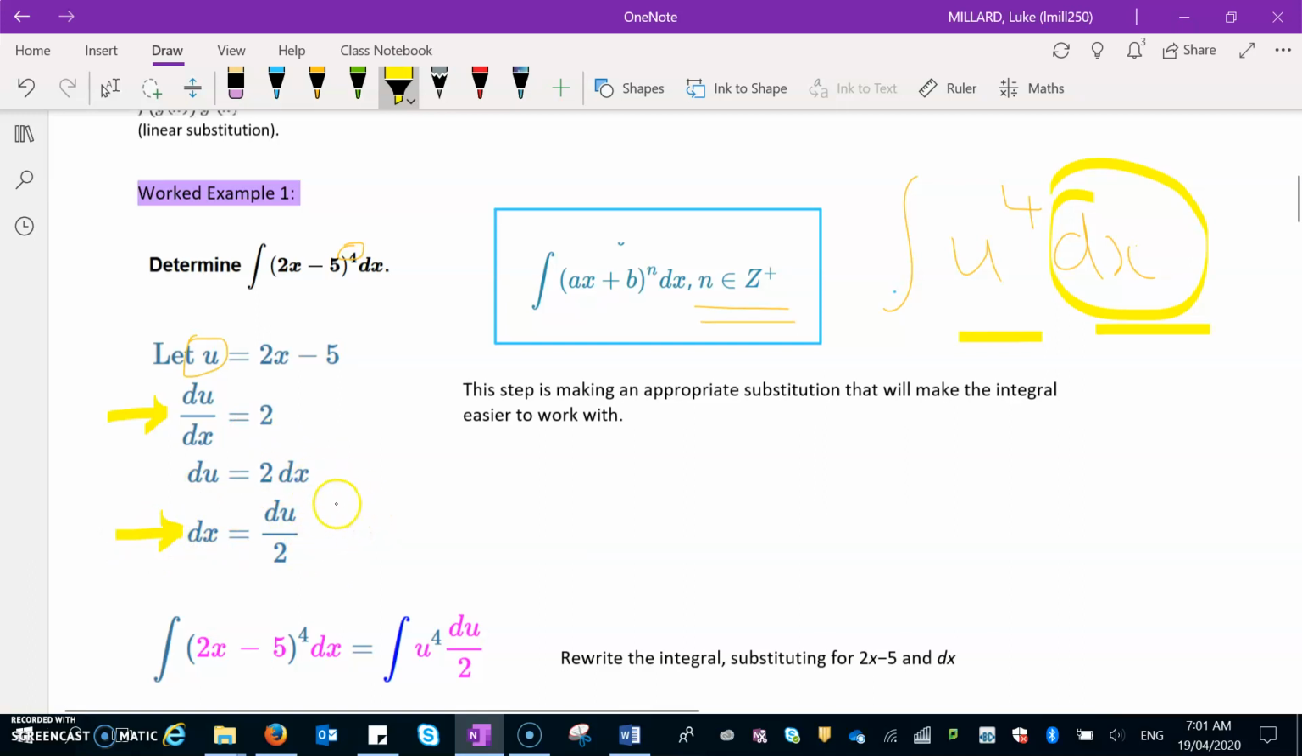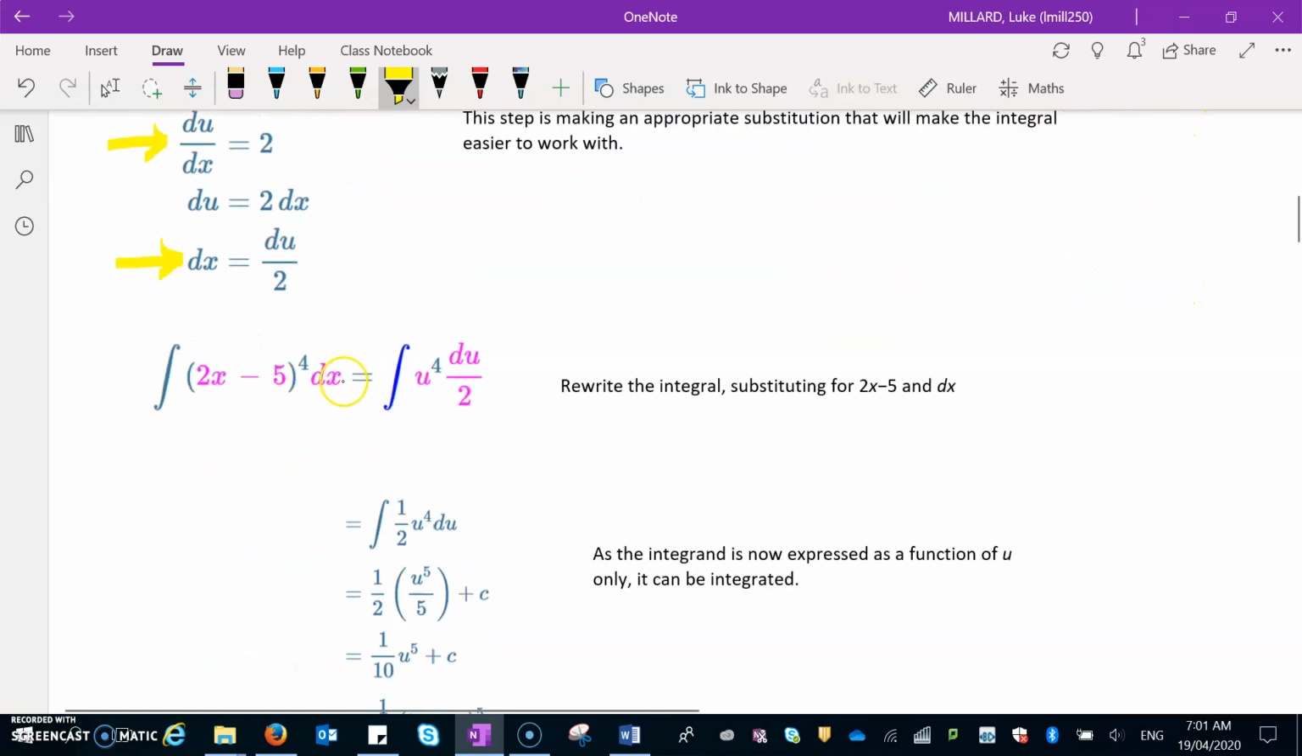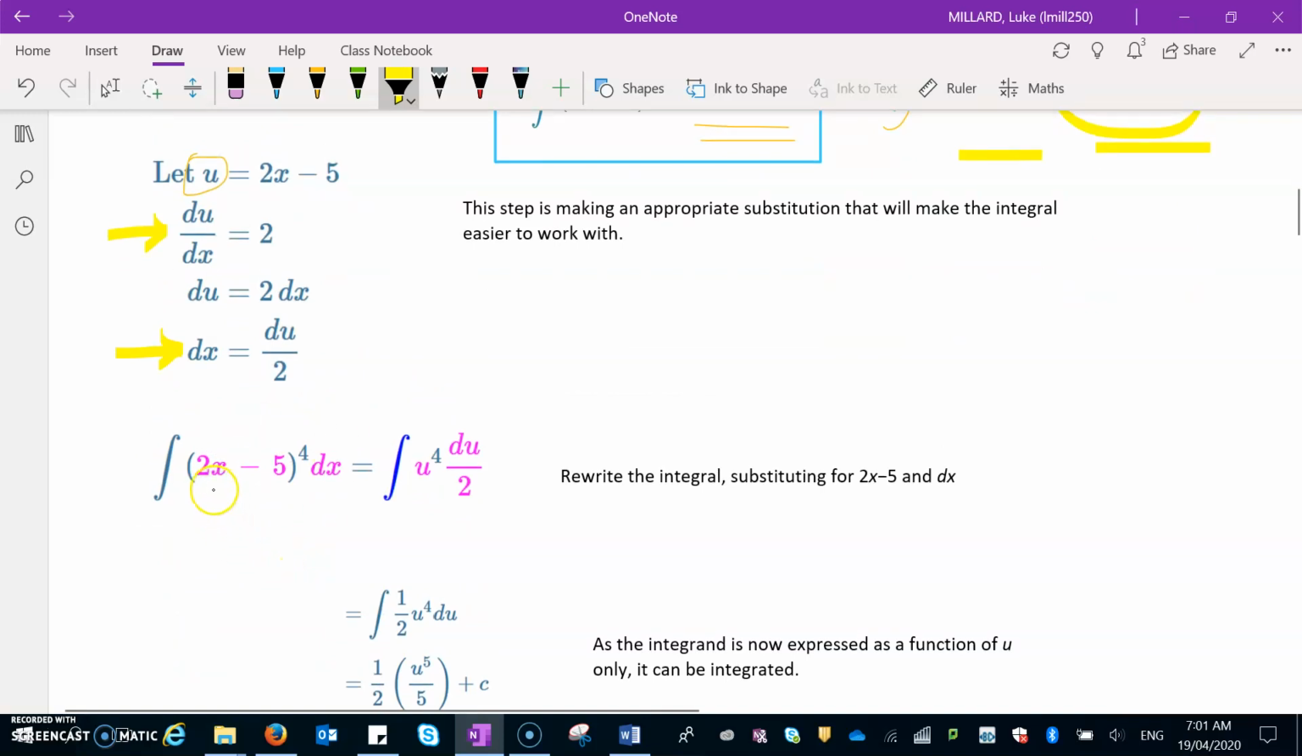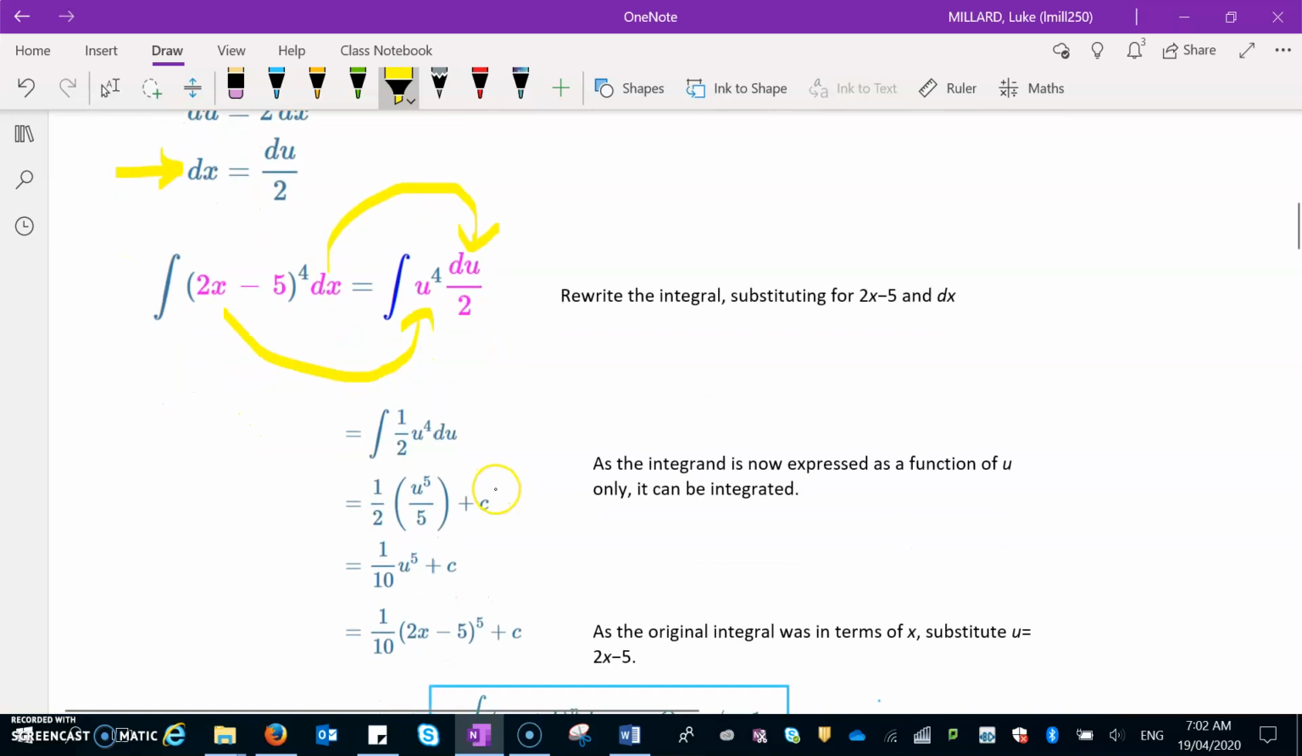Now, the purpose of doing that is shown here. We've made 2x minus 5 into u, and remember we're now talking the same language, we want to see things in terms of du. So we've rewritten the integral by substituting both of those, and now you can look at that and say, oh, that's a nice polynomial type function where we know what the integral is going to be. In this worked example, you've got that coefficient of a half there.